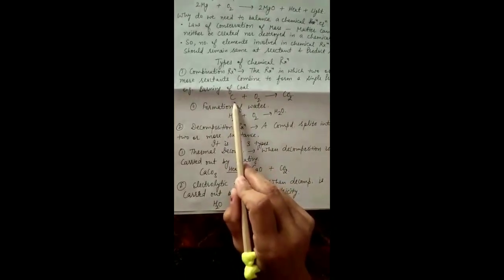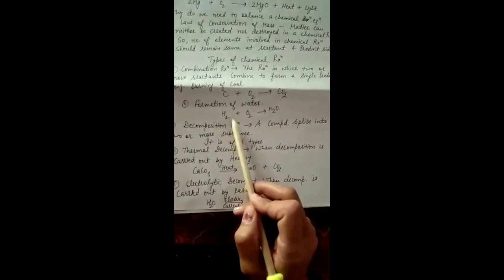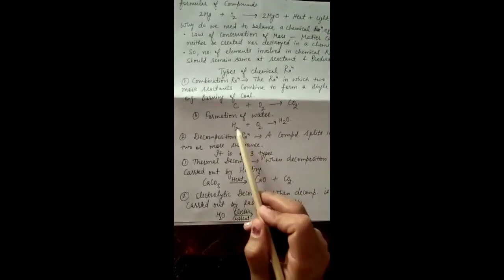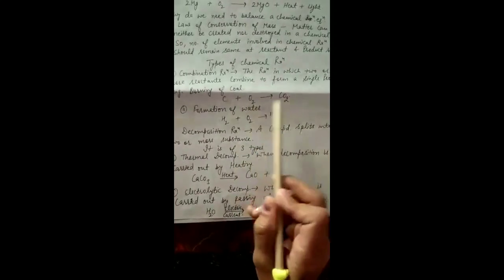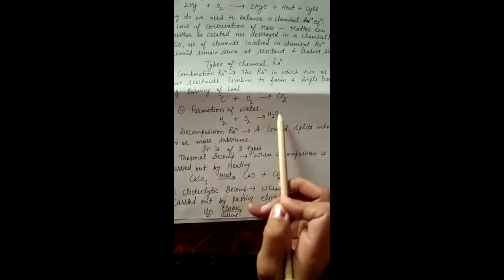Now we will first discuss combination reaction. Combine means to add, so it is a reaction in which two or more reactants combine to form a single product. For example, burning of coal. Coal means carbon. It burns in the presence of oxygen and forms CO2, carbon dioxide. Second example, formation of water: H2 plus O2 forms H2O. In both reactions, two reactants combine and a single product is formed.